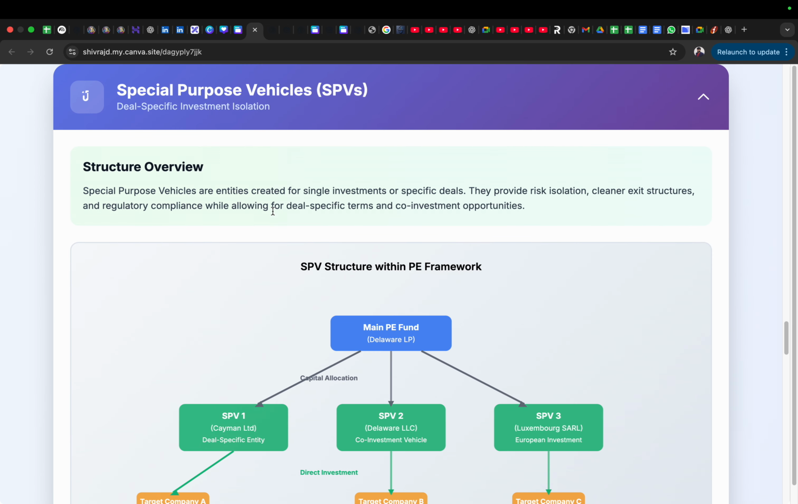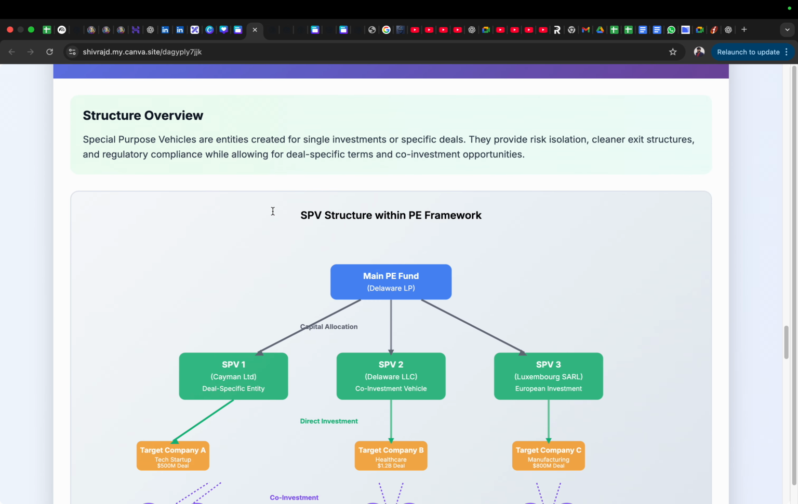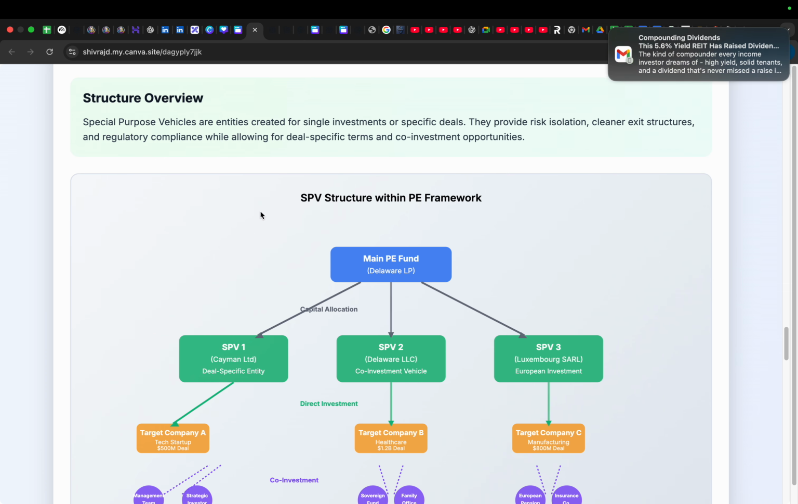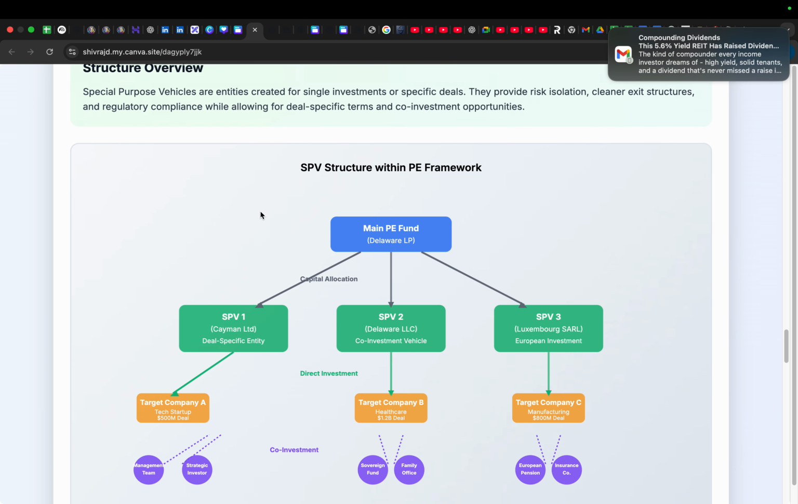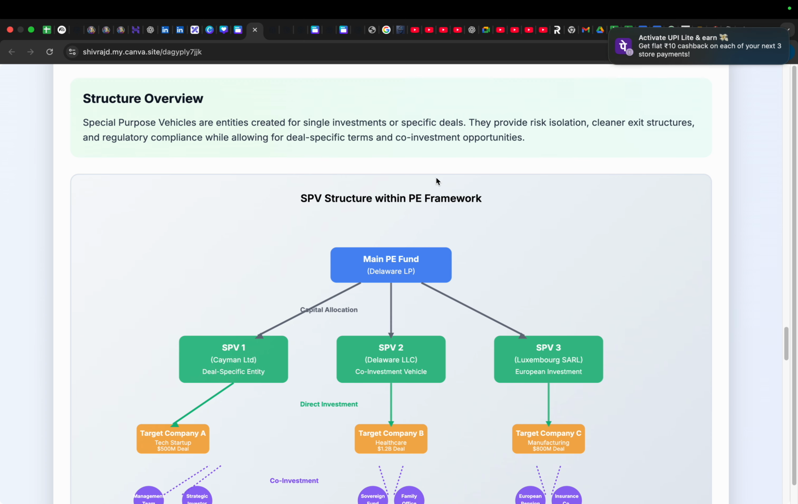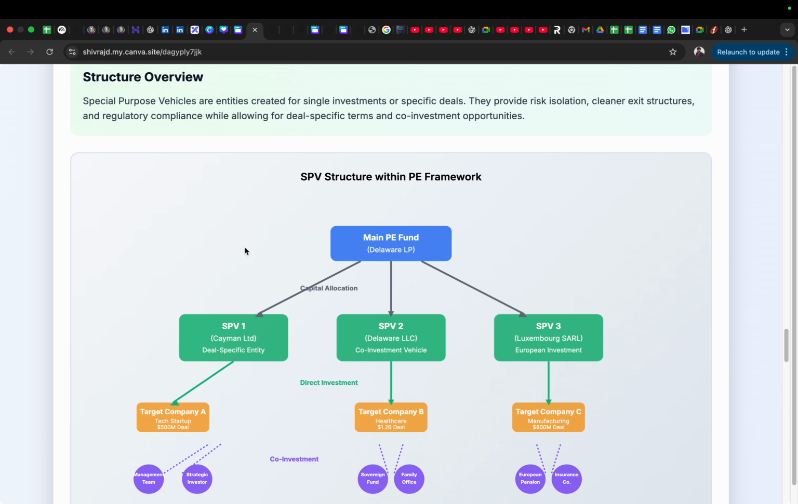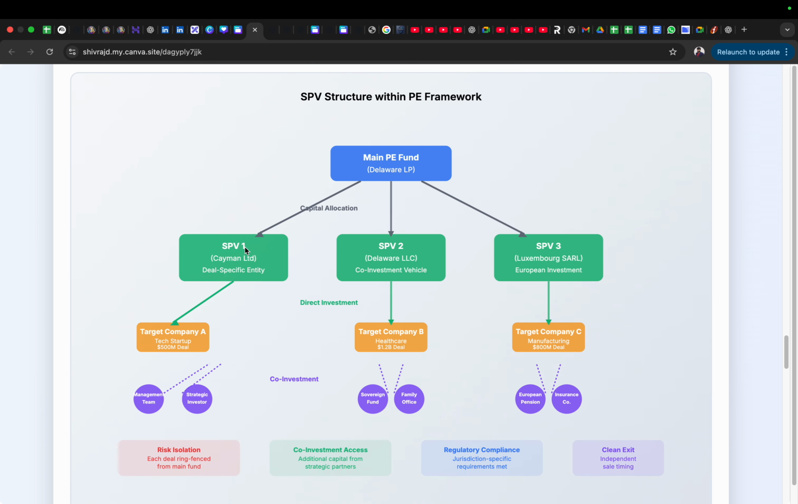Another structure is the SPV, meaning private equity funds can establish more and more SPVs to acquire assets. This is again one of the famous structures that you would see in private equity funds. Special purpose vehicles are entities created for a single investment or a specific deal. They provide risk isolation, cleaner exit structure, and regulatory compliance while allowing for deal-specific terms and co-investment opportunities.